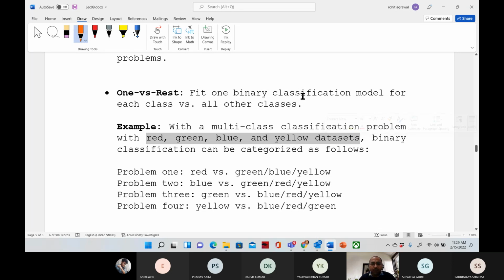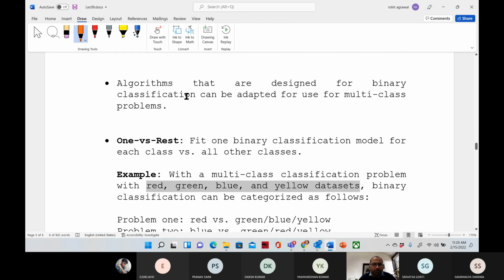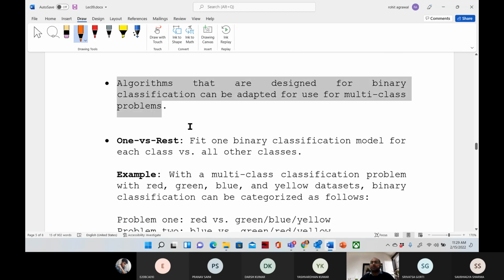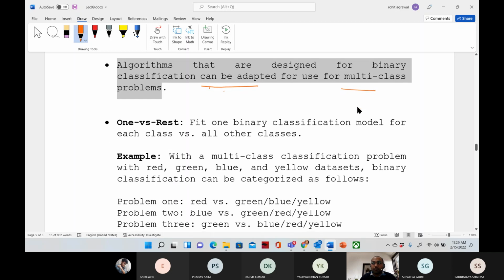For this, the algorithms that are designed for binary classification can be adapted for use on multi-class problems. So the algorithms that are used for binary classification can be adapted, it is written here, for multi-class. How? Are you getting my question? What is my point here?